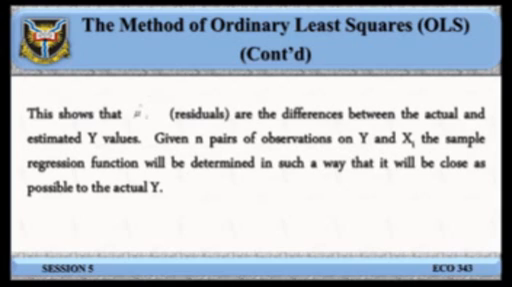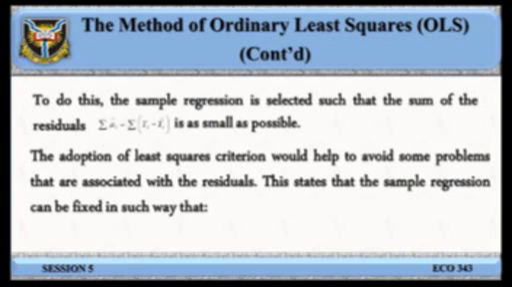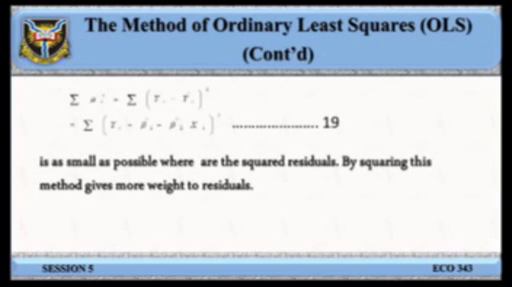The sample regression function will be determined in such a way that it will be as close as possible to the actual y. To do this, the sample regression is selected such that the sum of the residuals, summation ui estimator equals summation of (y minus y estimator), is as small as possible.